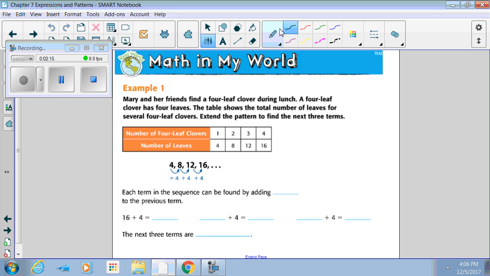So here, now don't judge me, I'm using this as the mouse pad, by adding 4. Hey guys, that turned out pretty great. Now we just need to keep continuing that pattern. So we have 16 plus 4, which is 20. So then we take that and we need to do 20 plus 4, which is 24. And then we take that 24 and add 4 to find the last term in our sequence, and we get 28.